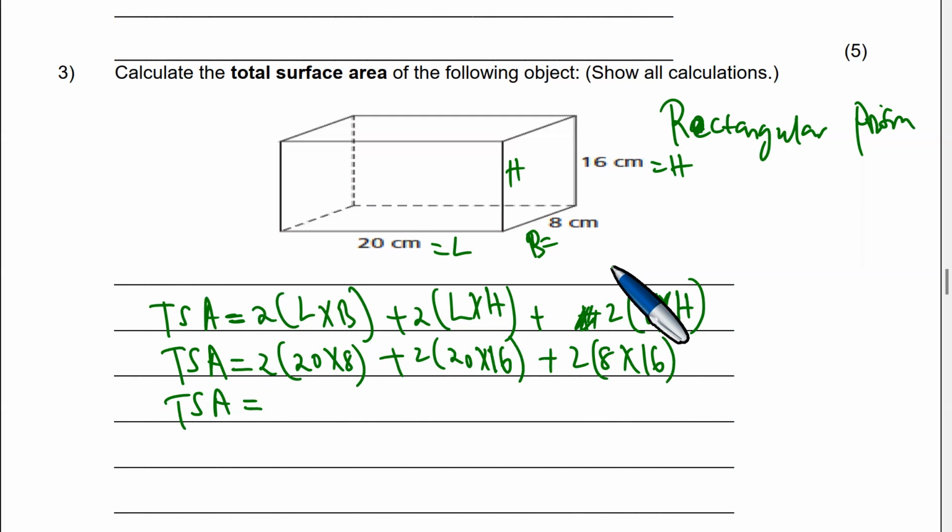Let's continue. So what is the answer there, Lindsay, if we just simplify and multiply everything? Right, the answer appears to be 1216.